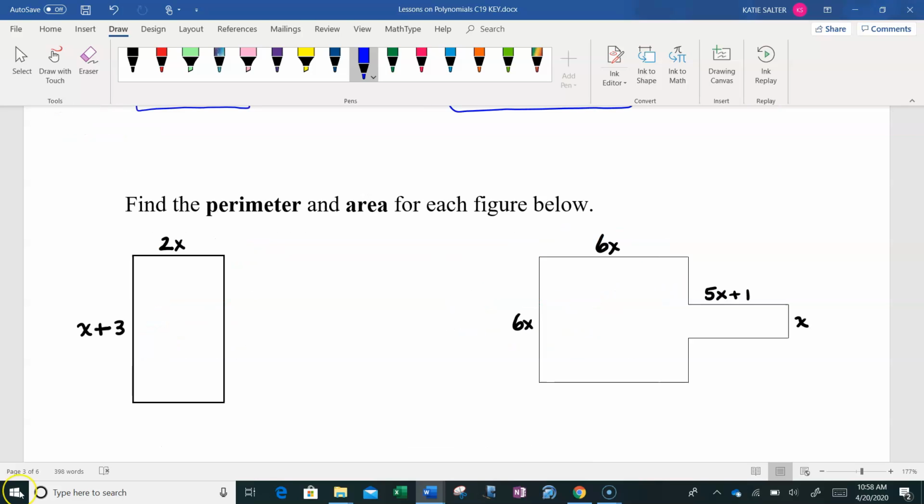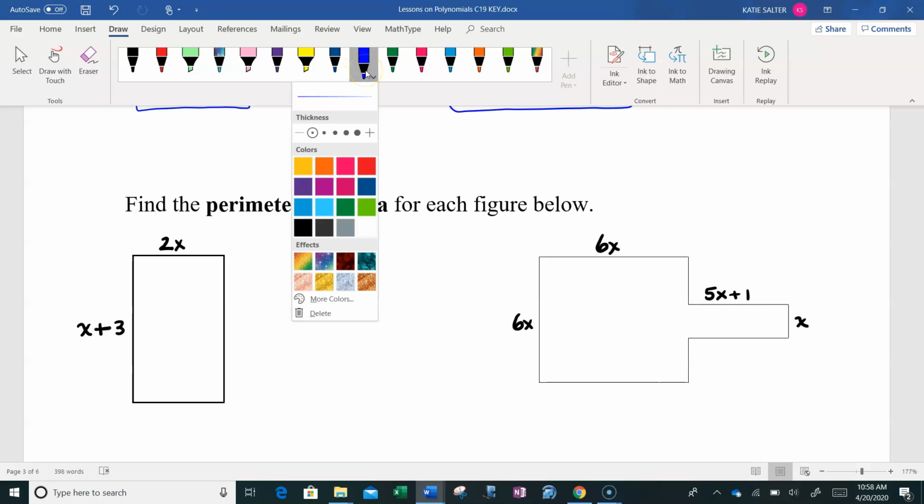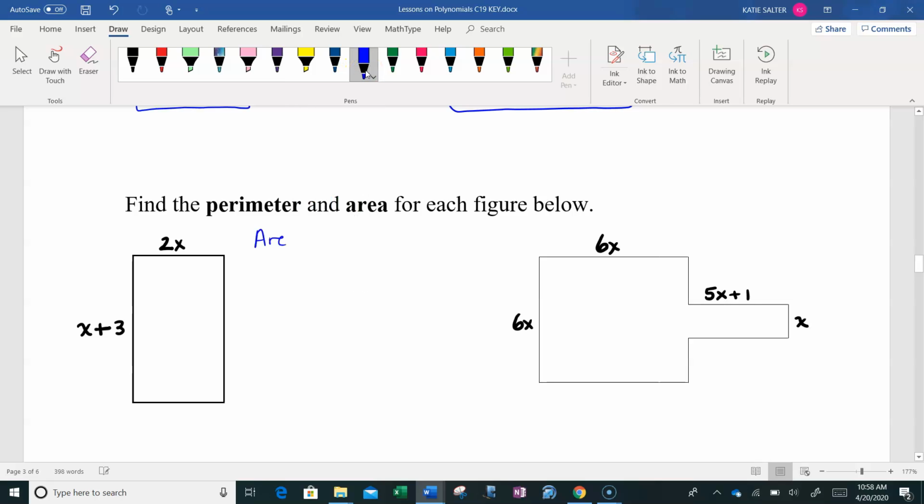Okay, so now we're going to apply this to some perimeter and area problems. So for each figure below, it says find the perimeter and area for each figure. So what you got to remember, starting with this first one, we have a rectangle. So if we want to find the area, we are good to go because we have the pieces we need. All we need to find the area of any rectangle is the length and the width. And so to start out with this first one, if I go ahead and do my area first, I've got what I need. I've got my length, I've got my width.